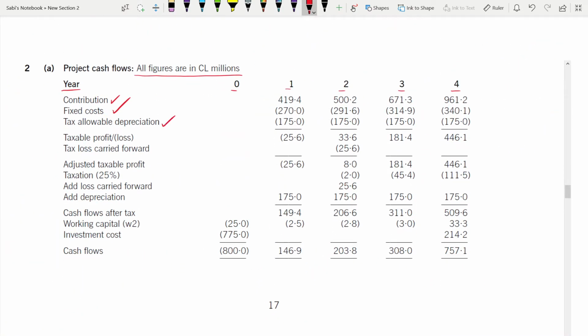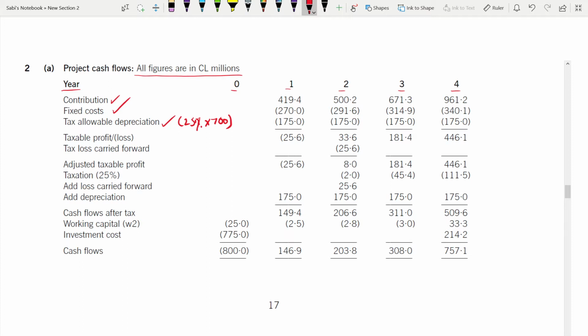Okay, let me write it in bracket. If you want, you can write in bracket 25% of 700. If you have a habit of writing it, you can do it like this also. Straight line basis, so 175. Then coming to your taxable profit or loss, after you deduct.